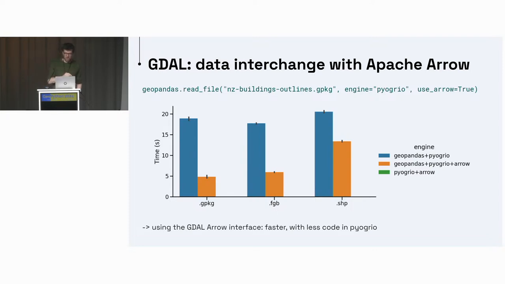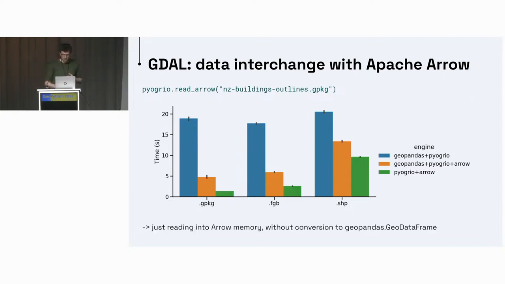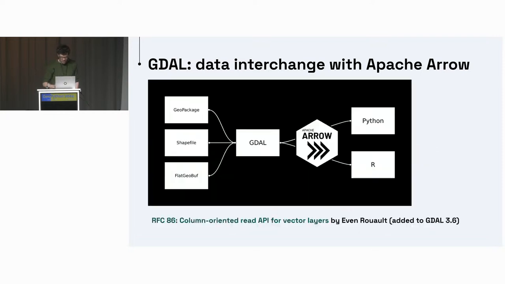So if you just focus on reading the data from the GeoPackage file into memory, into Arrow memory, there is a PyArrow read_arrow function. And then you can see that essentially a gigabyte GeoPackage file with 3 million polygons, we can read in about a second, all thanks to this improved interface with GDAL using Arrow.